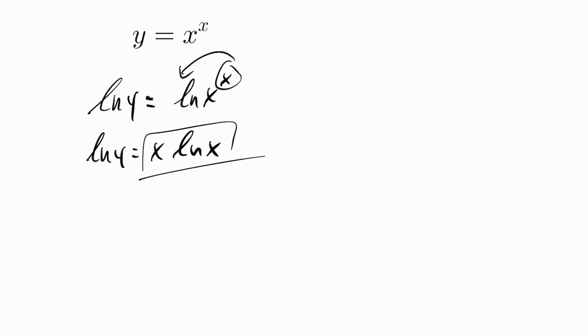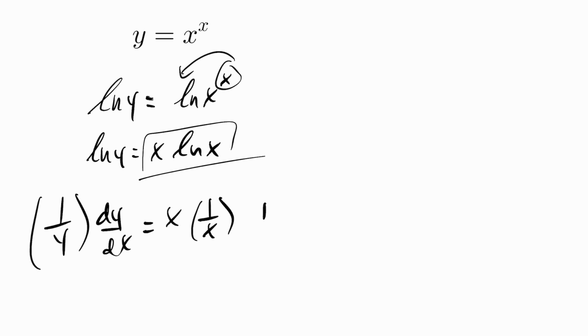So now I'm going to go ahead and take the derivative with respect to x. This is going to be 1 over y, and again you have to tack on that dy dx. Now taking the right-hand side with respect to x, it's going to be first times the derivative of the second plus the second times the derivative of the first.